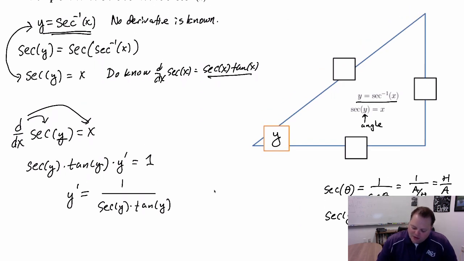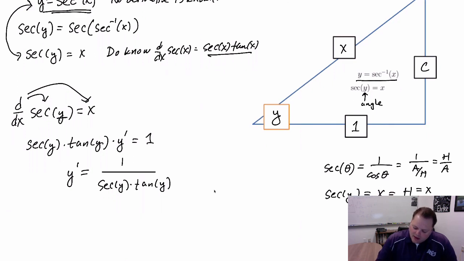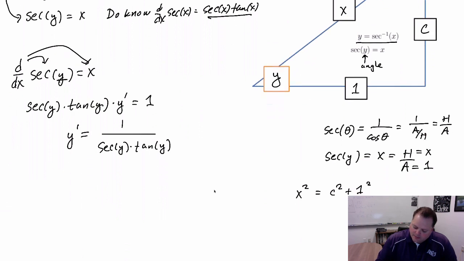So if y is the angle, secant of y is hypotenuse over adjacent. The hypotenuse is x, and the adjacent side is 1. And then we can use our Pythagorean formula to tell us, okay, if I make this third side c, then x squared is equal to c squared plus 1 squared. So x squared minus 1 is c squared, or the square root of x squared minus 1 is c.